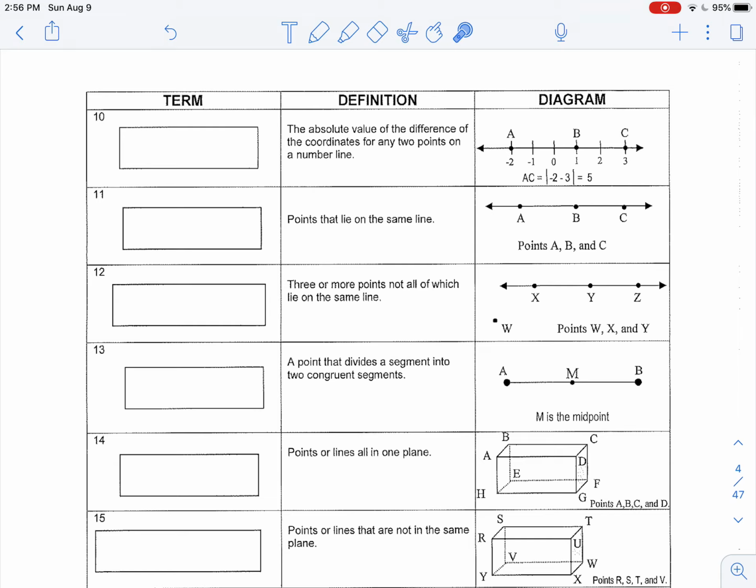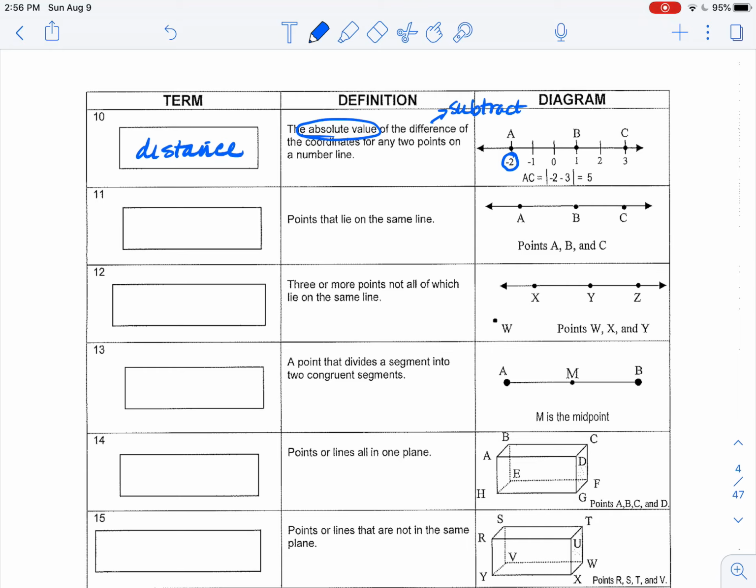All right, let's continue. Number 10, the absolute value of the difference of the coordinates for any 2 points on a number line. This is the distance. Distance is an absolute value. So if we're looking for the distance from A to C, we start with the coordinate for A, which is -2. Difference means to subtract.